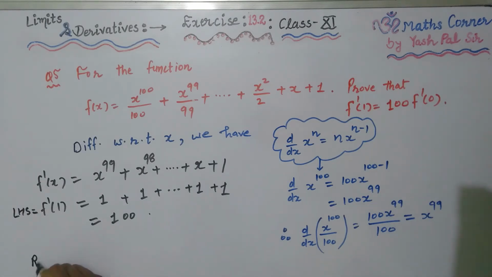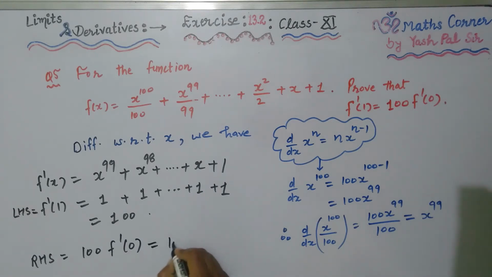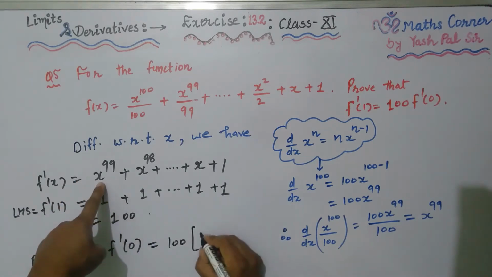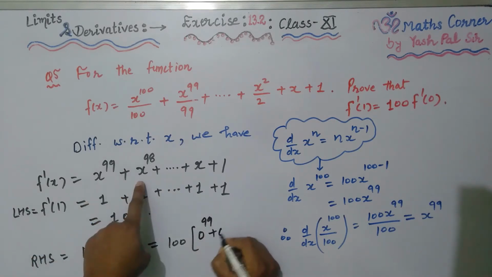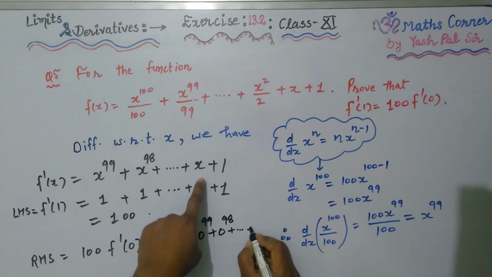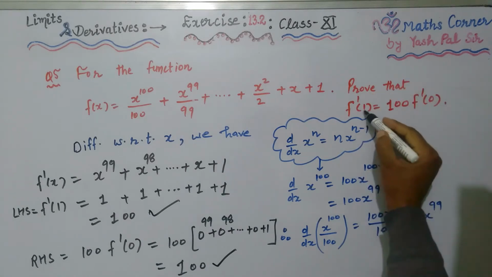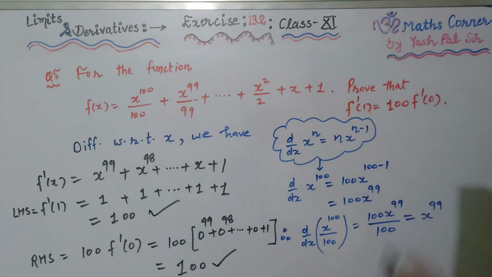Now, what is right hand side? This is equal to 100 into f dash 0. Right? So, what is this? 100 into f dash 0, meaning in place of x, we put 0: 0 power 99 plus 0 power 98 and so on, lastly 0 plus 1. So what is the answer? 100. So what we see, left hand side is 100, right hand side is also 100. Prove that f dash 1 is equal to 100 f dash 0. So what we say, hence proved. Now next question.